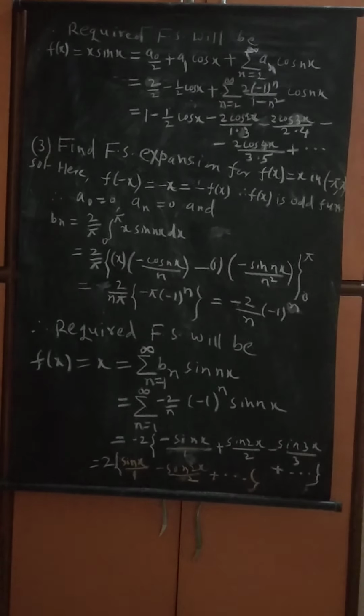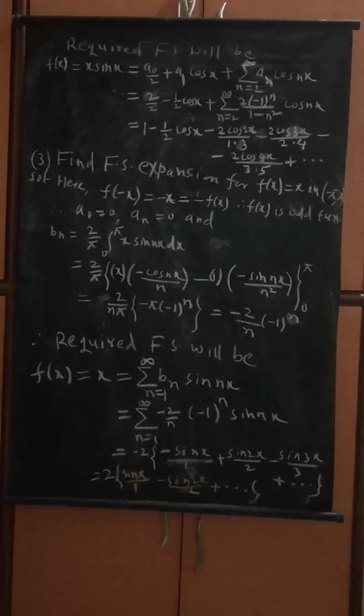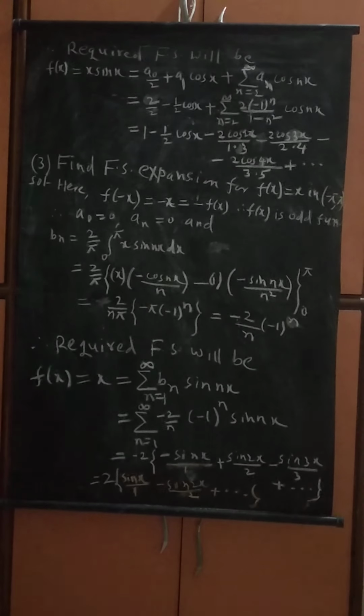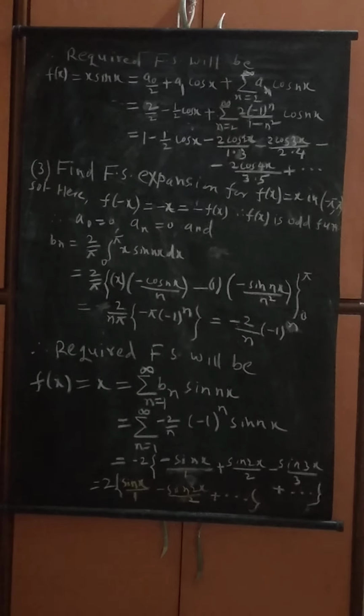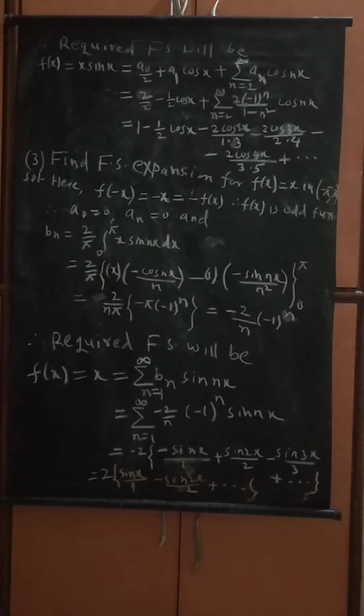Here also we are using the same results, that is cos n pi is equal to minus 1 raised to n, cos 0 is equal to 1, sin n pi is 0, sin 0 is 0. And therefore, our required Fourier series becomes f(x) = x = summation bn sin nx, where n takes values from 1 to infinity, that is summation n is equal to 1 to infinity minus 2 by n into minus 1 raised to n sin nx.